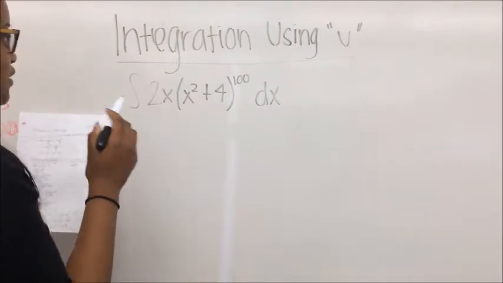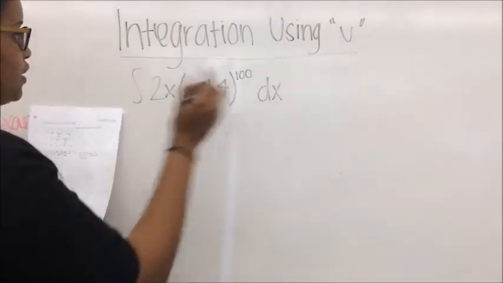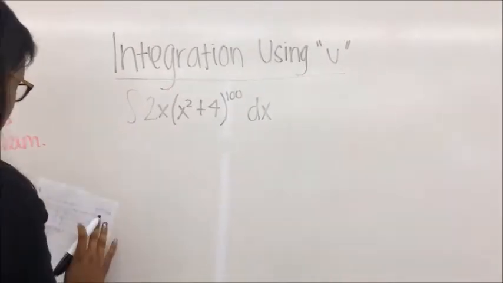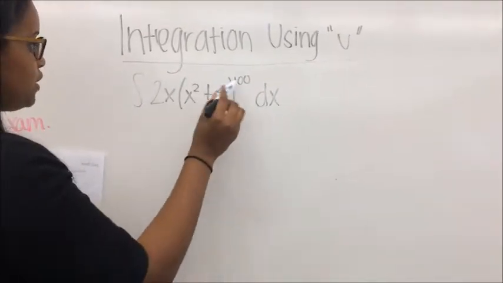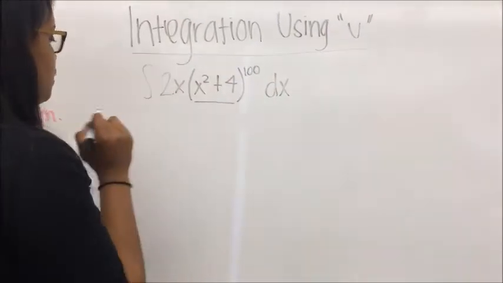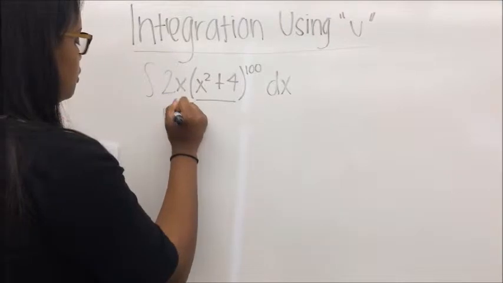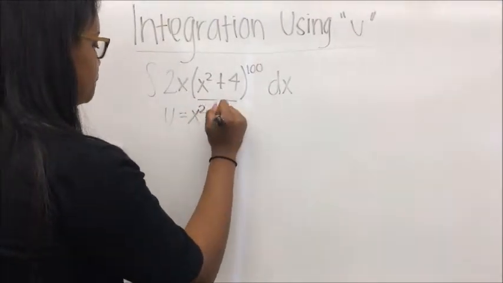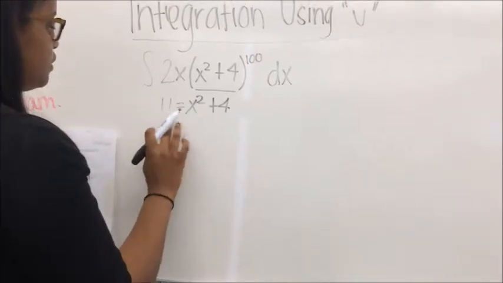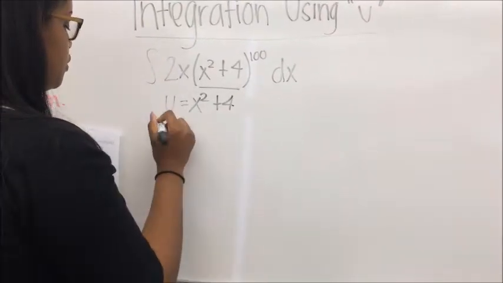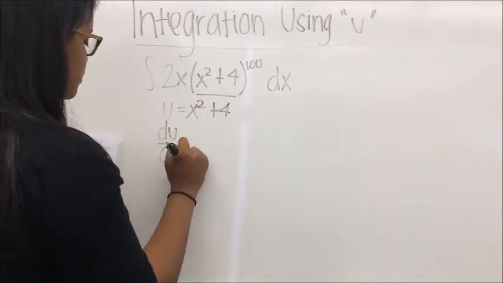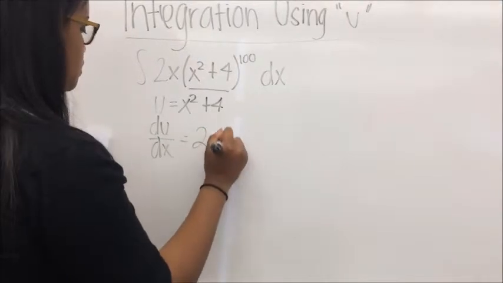Okay, next we're going to integrate a problem using u substitution. So you use u substitution to make the problem simpler, and you always want to substitute u for the expression being raised to the power. So in this case, let u equal x squared plus 4. And next, after you let u equal x squared plus 4, you want to find the derivative of that. So it would be du over dx is equal to 2x.